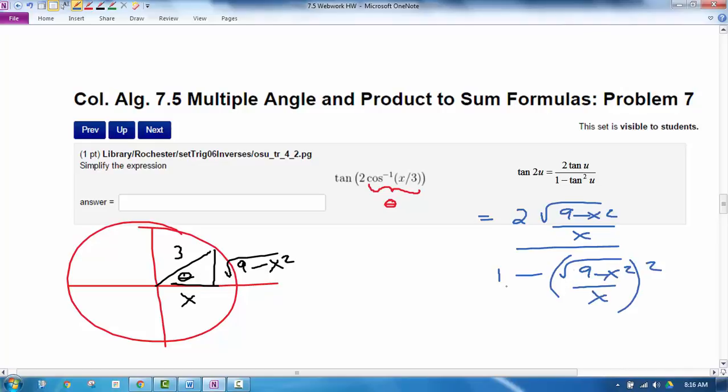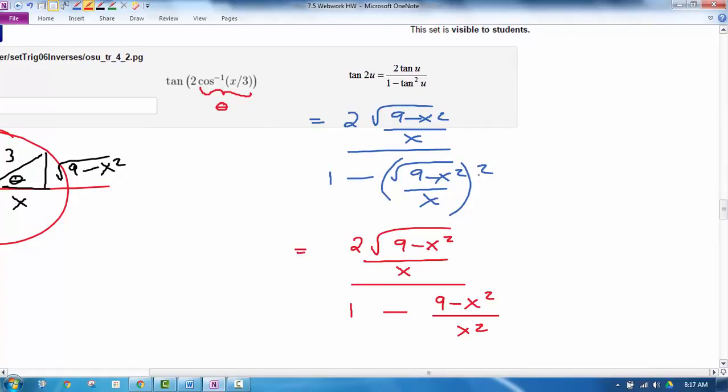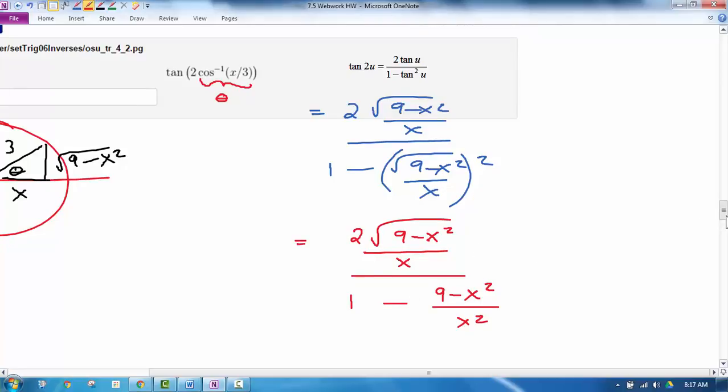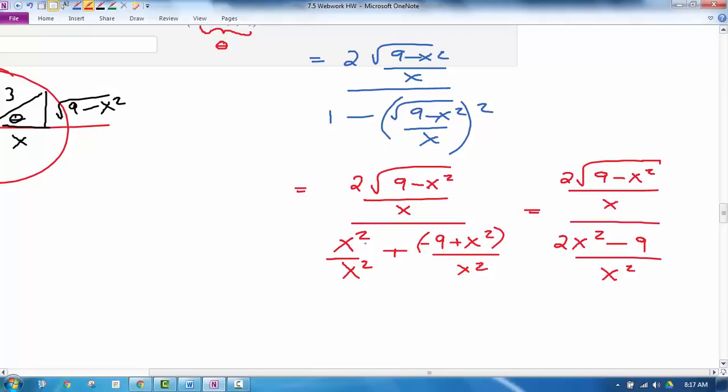So I realize this is a lot of algebra now. All right, let's simplify the bottom first here. So all I did was square the top, and I get 9 minus x squared, and square the bottom, you get x squared. And then I'm going to get a common denominator, so I'm going to make this x squared over x squared. Okay, now I need to distribute this negative sign to both of these terms in the bottom. So this turns into plus, this turns into minus, this turns plus. Now if I simplify the bottom further, I could combine the x squared and the x squared to get 2x squared. And I could also put the negative 9 there.